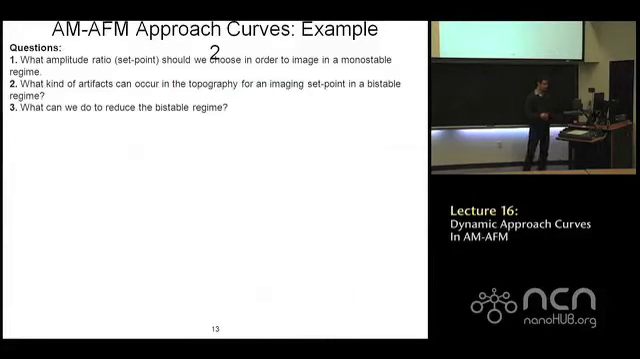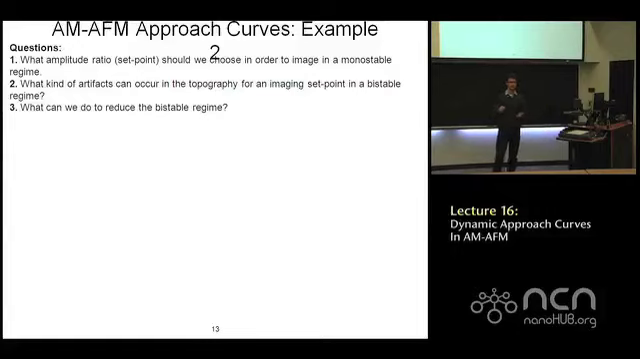Okay, so from here, you guys don't need to run any new simulations. Just sift through the results of this simulation, and I have these 3 questions for you to try to answer. One is, what amplitude ratio should we choose to ensure that we're in a monostable regime of oscillation?